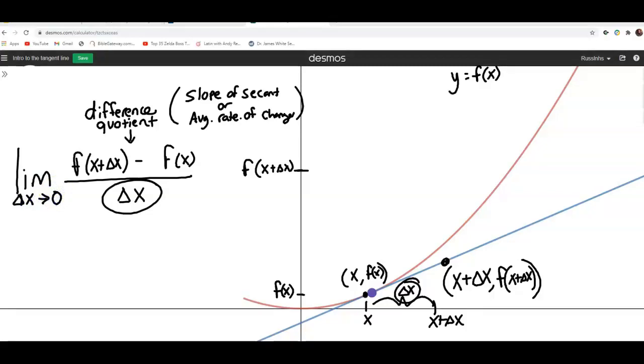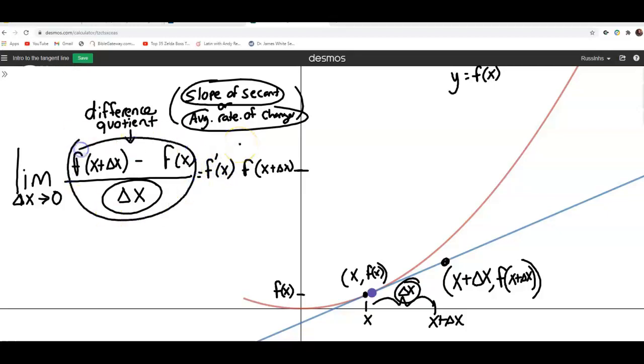If I let my delta x approach 0, then my slope of a secant line gets closer and closer to a slope of a tangent line. And my slope of a tangent line gets closer and closer no longer to an average rate of change, but to an instantaneous rate of change. And we have a symbol for that, don't we? F prime of x. So this is what we call the difference quotient. Okay, so I want you guys to know that.